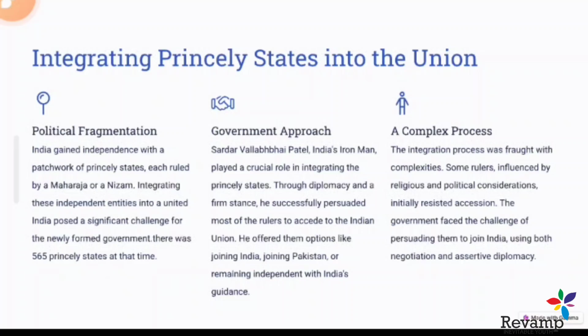But after the partition happened and the British left the country, they gave them a choice: either join India or Pakistan, or remain independent. But this option would affect India's unity, because at that time there were 565 princely states, and if they remained independent, there would be no point in having an integrated, united country like India. So we wanted to integrate these princely states into India, and for this matter, who came to the front? Sardar Vallabhbhai Patel.